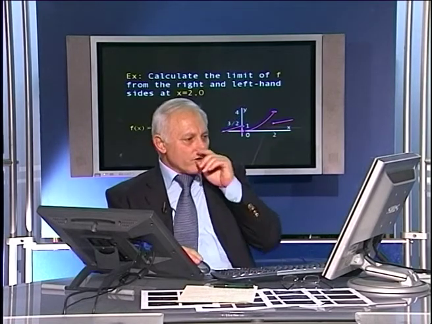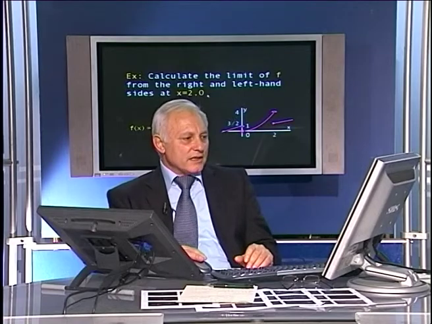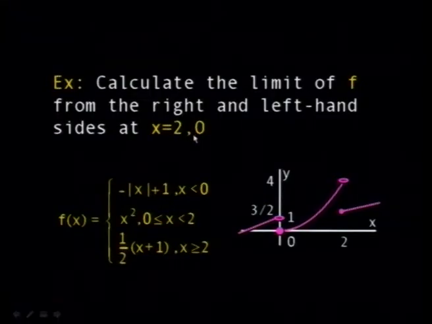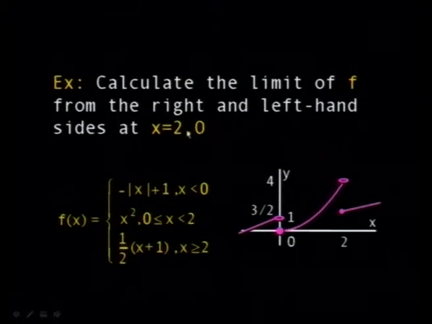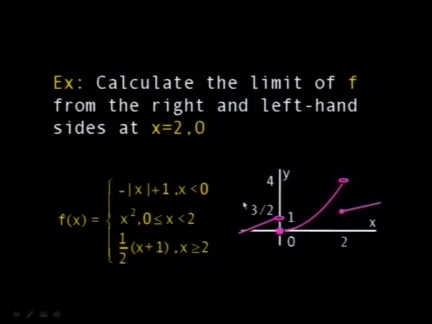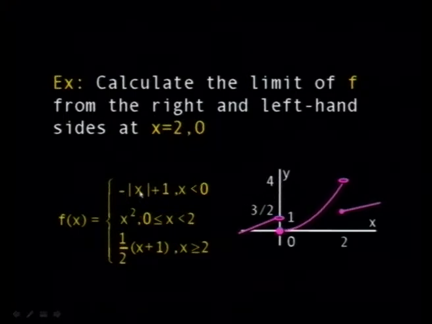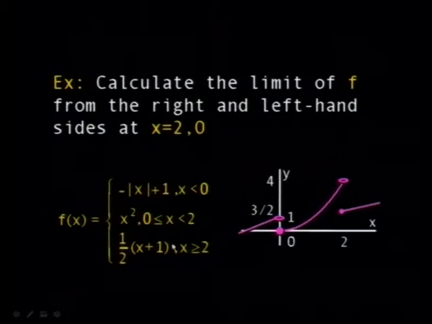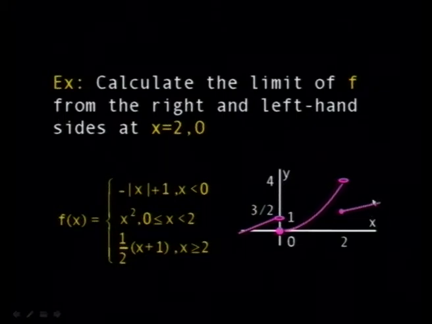Calculate the limit of f from the right and left sides at x equal 2 and 0. At the point x equal 2 and the point x equal to 0. Now of course we can use the definition of limits here, the epsilon delta mechanism, but why should we? Here we have three rules. When x is less than 0, you have minus modulus x plus 1, which is this rule here. The graph here, then you have x squared, a parabola here. Then you have another one here, which is a straight line.